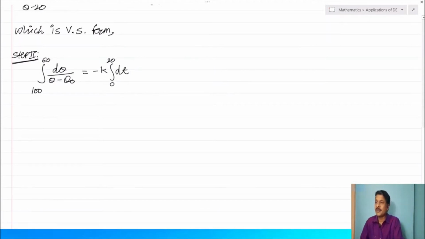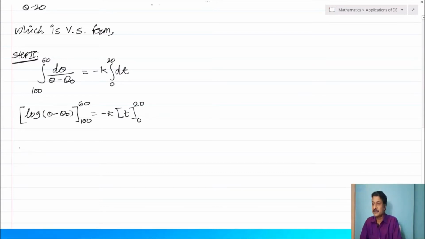Now evaluate this. What is the integration of d theta upon (theta minus theta 0)? Definitely it is log of (theta minus theta 0). So here the lower limit is 100 and the upper limit is 60, and that is equal to minus k into t. The integration of dt is t, with lower limit 0 and upper limit 20. So here substitute, you know that it is upper limit minus lower limit, and these are the limits of theta.